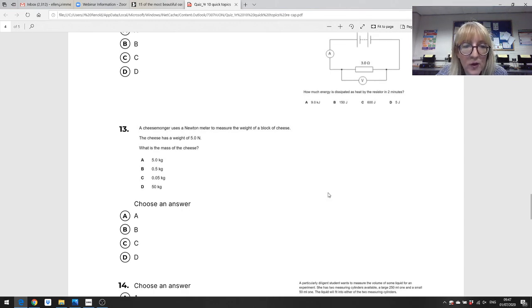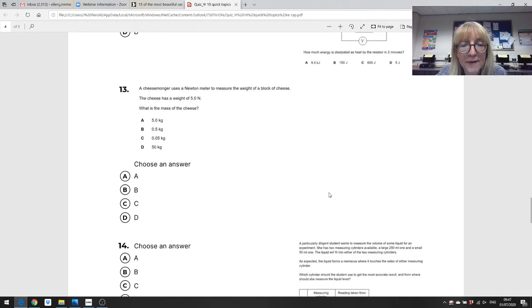A cheesemonger uses a Newton meter to measure the weight of the block. So we've got the weight is 5 newtons. What's the mass? Well, if the gravitational field strength is 10, mass is weight divided by gravitational field strength. So it's 5 divided by 10. So 13, the answer is B.